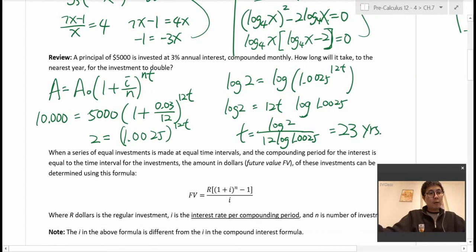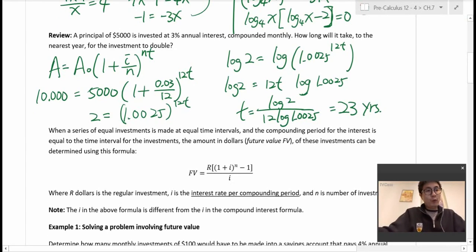Well, the answer is 203.13, and again, obviously, it's going to take more than 23 years. But for the purpose, I'm not worried too much about the actual amount of time, how many months. That's okay. We're just reviewing, right? Using this formula, we get 23 years. So how is this related to what we're going to be doing today?